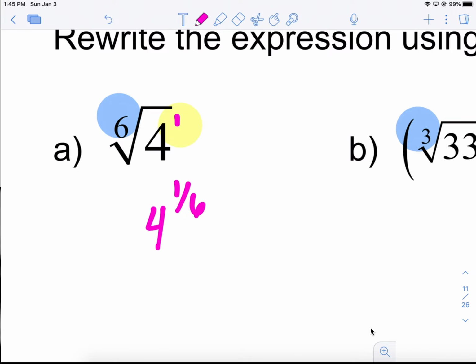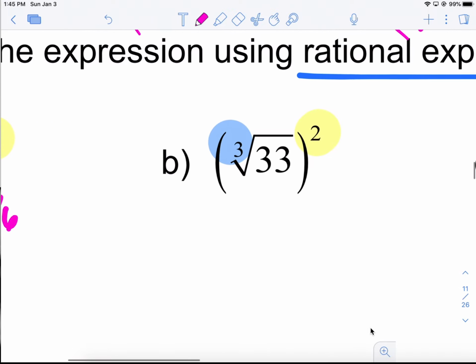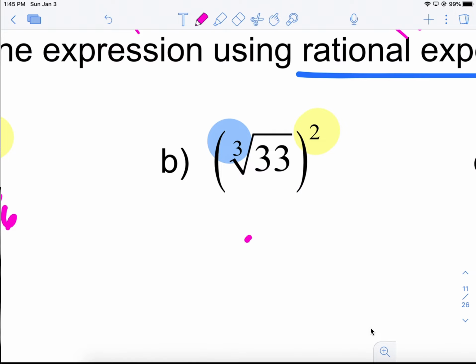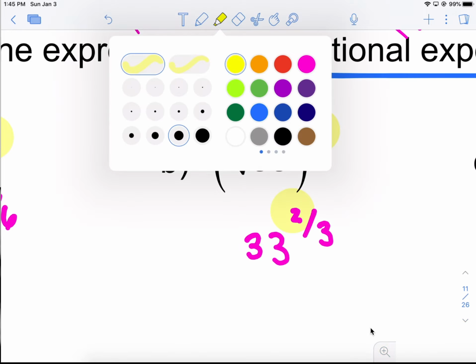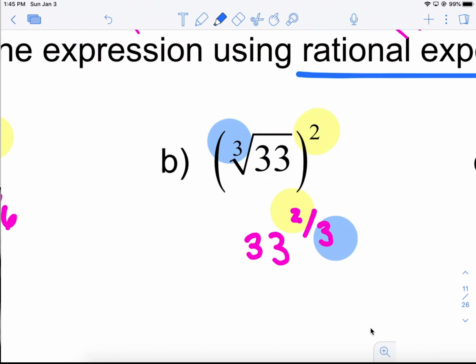4 is always raised to the 1 if there is no exponent written, okay? You don't have multiple options on these. You will have to write it as one fraction, okay? All right, let's look at B. So B, I take my 33, that's what's inside my radical. My 2 is the numerator, my 3 is the denominator. So one more time, whatever's on the outside or whatever the power is, numerator, whatever the index is, that's your denominator.